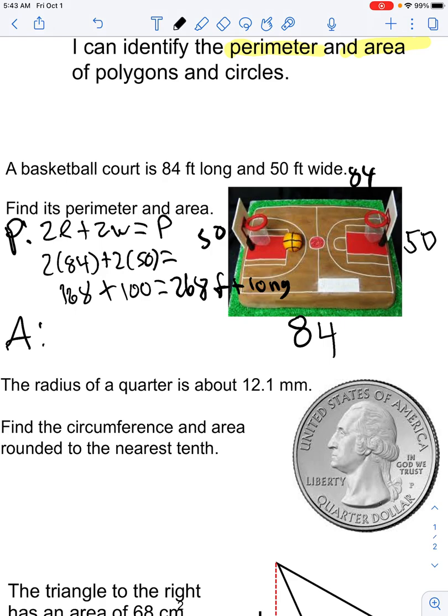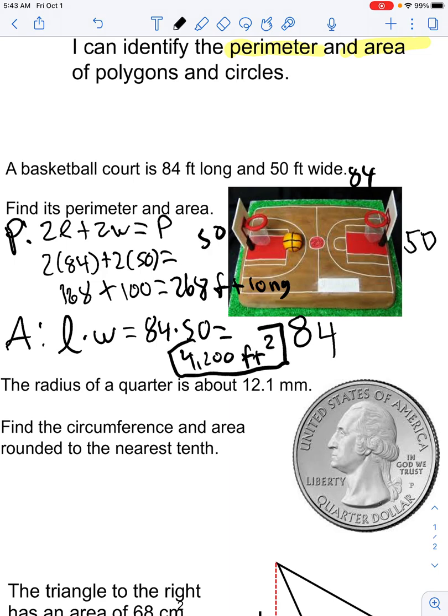Area for a polygon, or again a four-sided shape like this. This is a rectangle. It's going to be length times width. So 84 times 50 is going to equal 4,200, and that is going to be feet squared. Remember, when you take area, your units are squared, because again, we have length times width. It's like 2 dimensions.